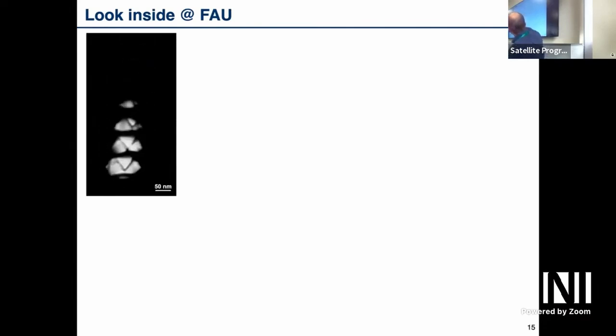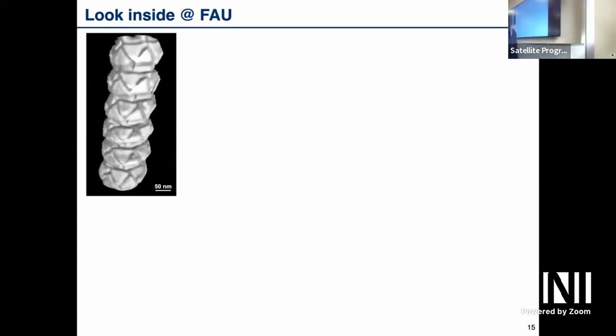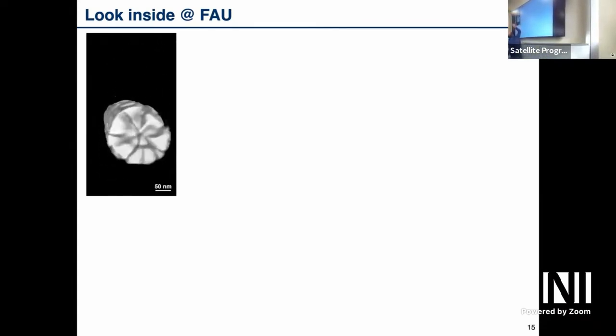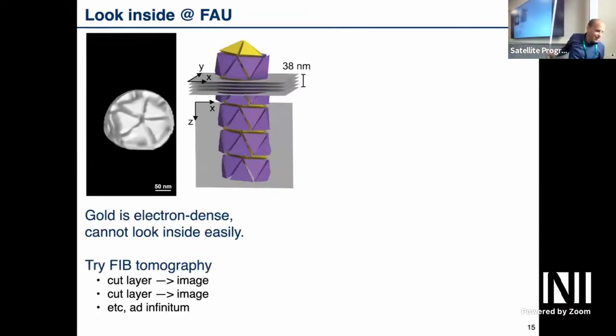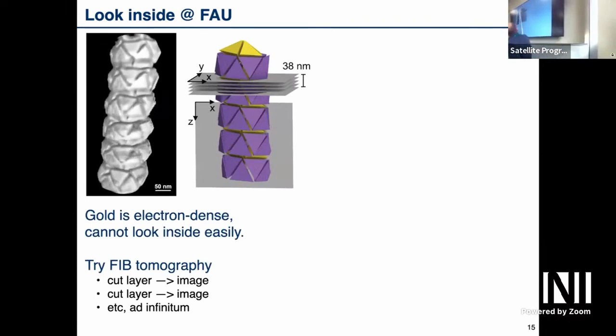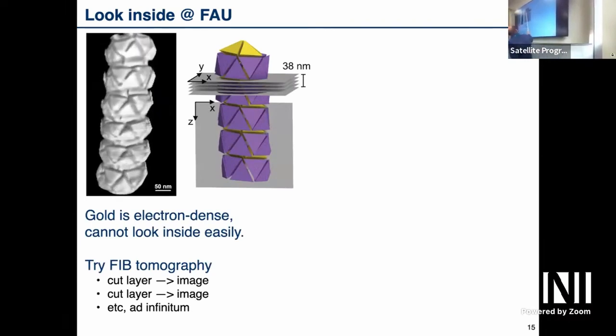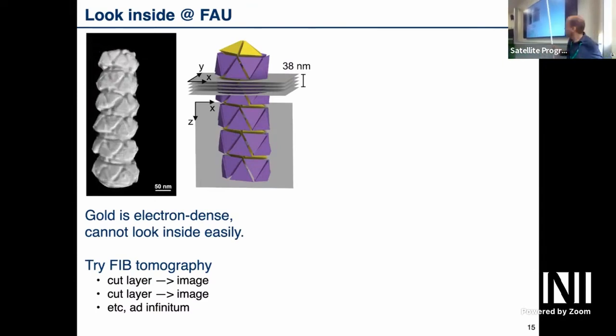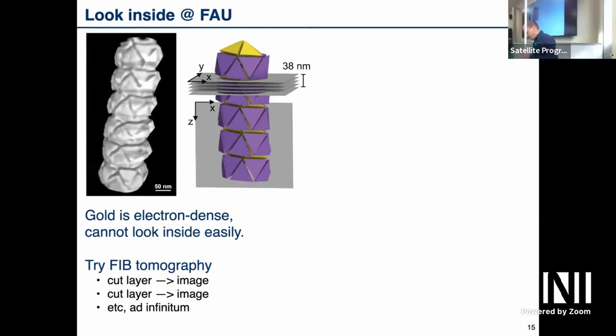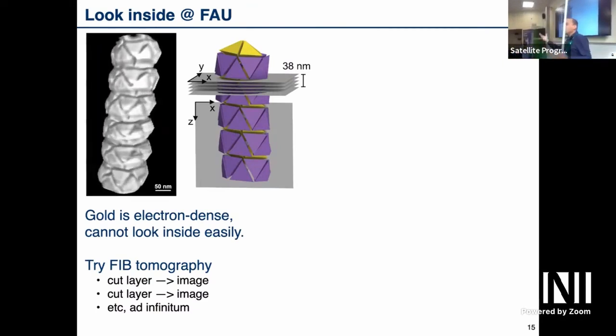This is one of the columns. This is really experimental data that we cut out. You can look along the column and go through here. And now you can cut. My colleagues used what's called focused ion beam tomography. That means we first tried to see through the sample, but gold is pretty electron dense, so you cannot really see through it easily. So FIB proved to be the best option.